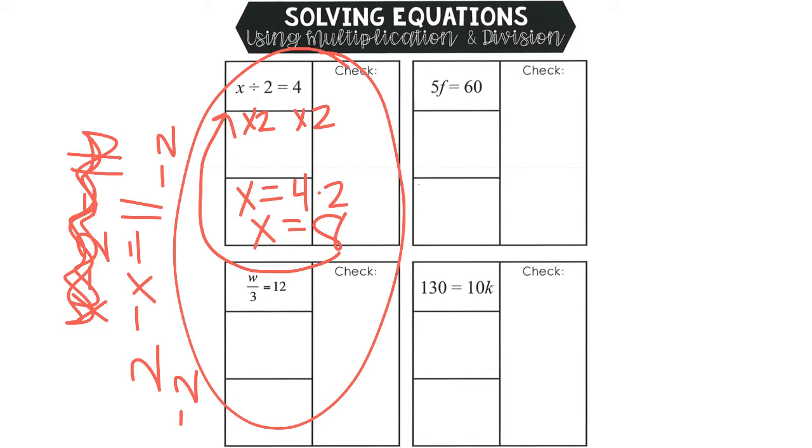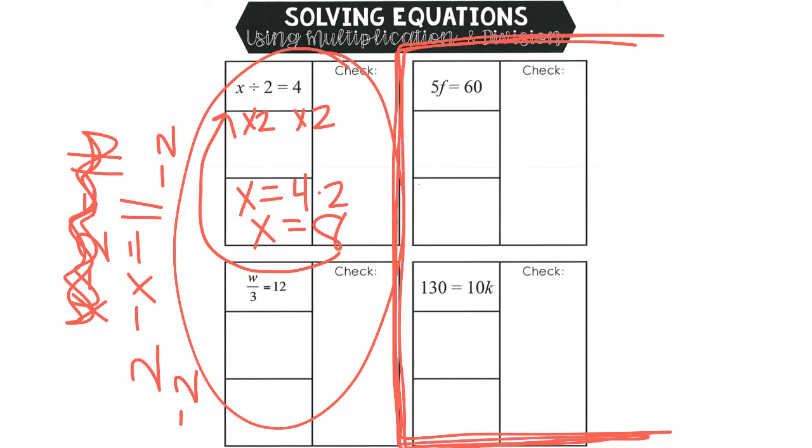But today our focus is going to be over here on this right side, focusing on using division to solve, okay? So if I have 5f is equal to 60, well, when I see a number and a letter right next to each other, or a number and a variable, I know that it means that they're multiplied together.